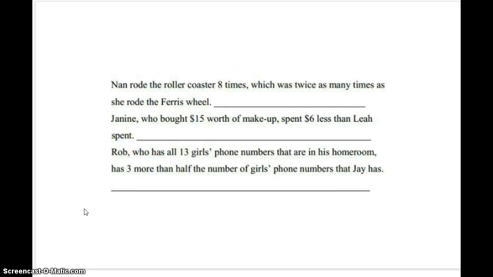All right, let's go to the first example. There's 3 of them here. The first one is Nan rode the roller coaster 8 times, which was twice as many times as she rode the Ferris wheel. So what we need to do is identify what are the unknown pieces of information. Okay, circle the variables. The first part is Nan rode the roller coaster 8 times. So roller coaster must be something that's important. So we're going to circle roller coaster and we're going to give it a letter.